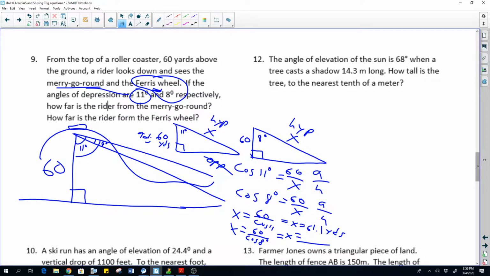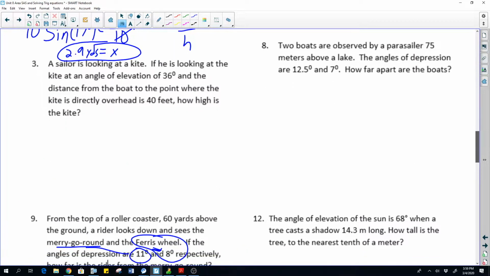But let's take a look at number 8 now. Two boats are observed by a pair of sailors 75 meters above a lake. Okay, so we have a pair of sailors. So we're going to kind of draw that guy there.